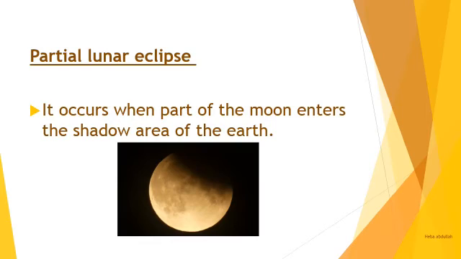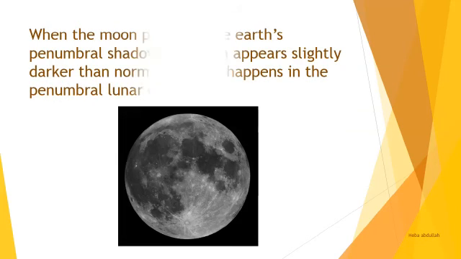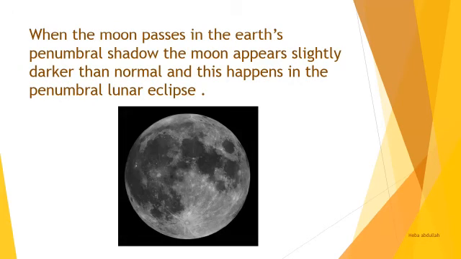The partial lunar eclipse occurs when the Earth, moon, and sun don't perfectly align, so only part of the moon passes to enter the Earth's umbra. When the moon passes in the Earth's penumbral shadow, the moon appears slightly darker than normal, and this happens in the penumbral lunar eclipse.